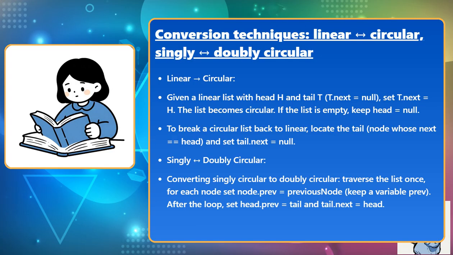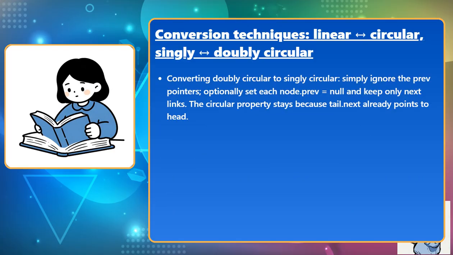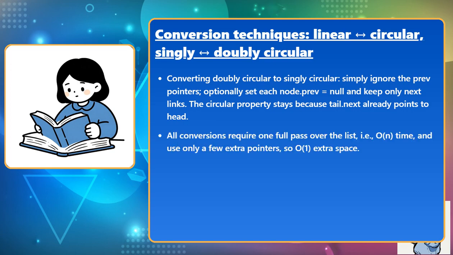Singly to doubly circular and vice versa. Converting singly circular to doubly circular, traverse the list once. For each node, set node.prev to the previous node, keeping a variable prev. After the loop, set head.prev to tail and tail.next to head. Converting doubly circular to singly circular, simply ignore the prev pointers, optionally set each node.prev to null, and keep only next links. The circular property stays because tail.next already points to head. All conversions require one full pass over the list, O(n) time, and use only a few extra pointers, so O(1) extra space.